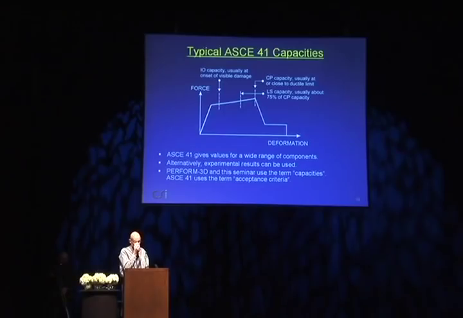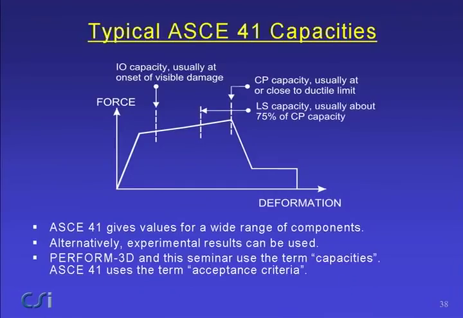Alternatively, it allows you to use experimental results. In fact, for dynamic analysis, it really specifies you should use experimental results. And the I/O capacity is generally the onset of visible damage. At the other extreme, the collapse prevention capacity is usually at or close to the ductile limit.